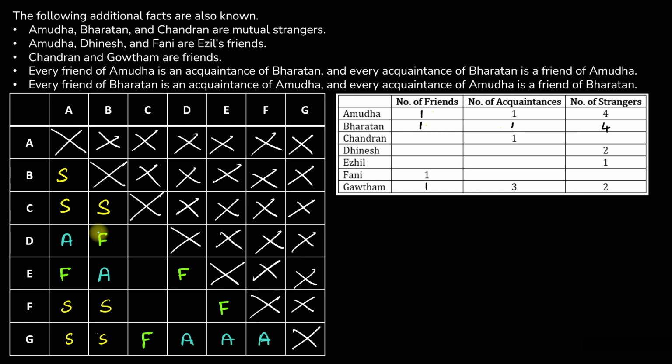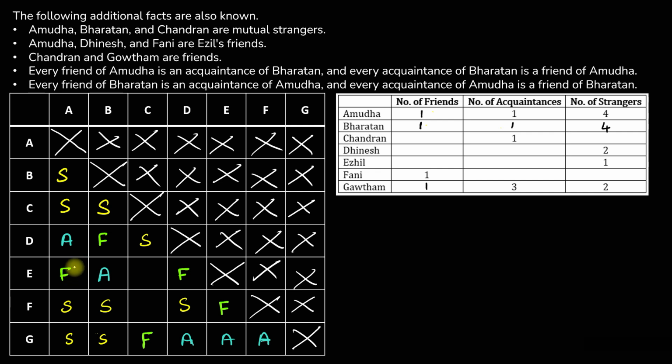Next, let's look at D. For D, it's given that there are two strangers. So for D, we have one acquaintance, and D is basically these lines. So we have 1 plus 1, 2 acquaintances and 2 friends. So the only two positions left for D are these two, and these two definitely must be strangers, right? So this is stranger, this is stranger. So we are done with D.